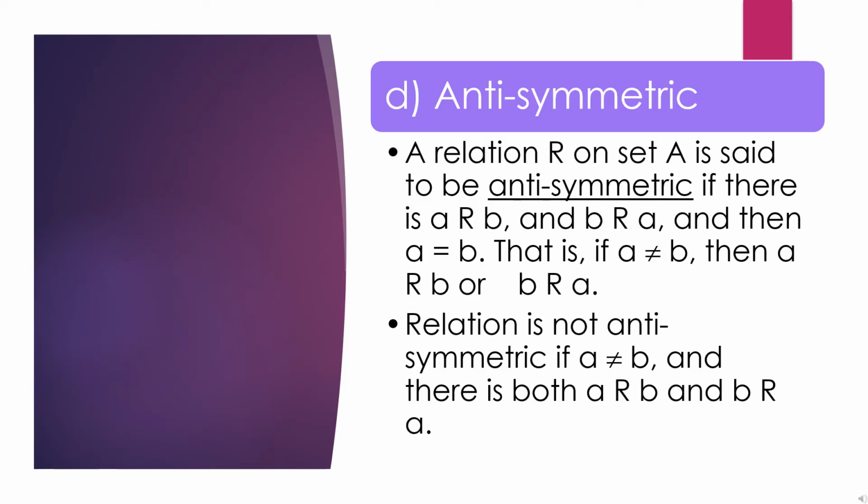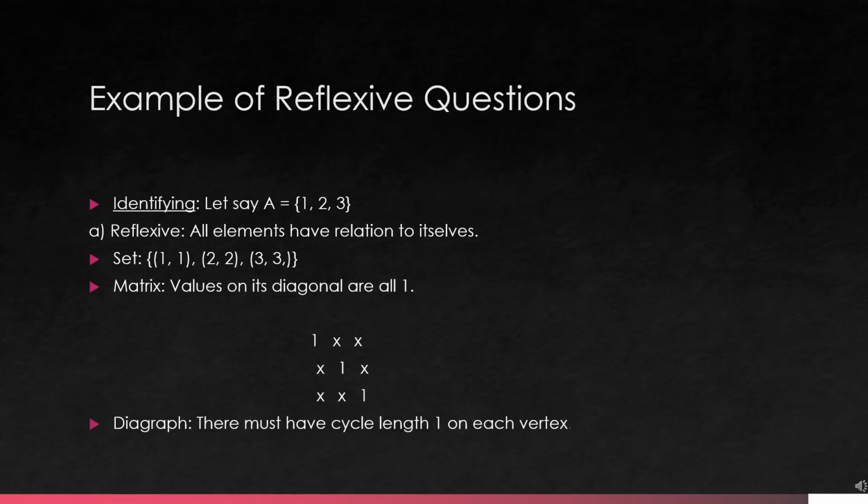Last but not least, we have antisymmetric. A relation R on a set A is said to be antisymmetric if whenever a R b and b R a, then a equals b. That is, if a is not equal to b, then not a R b or not b R a. A relation is not antisymmetric if a is not equal to b and there are both a R b and b R a.